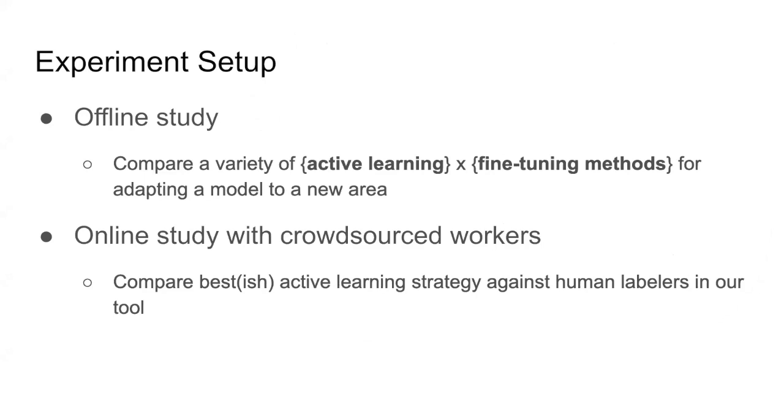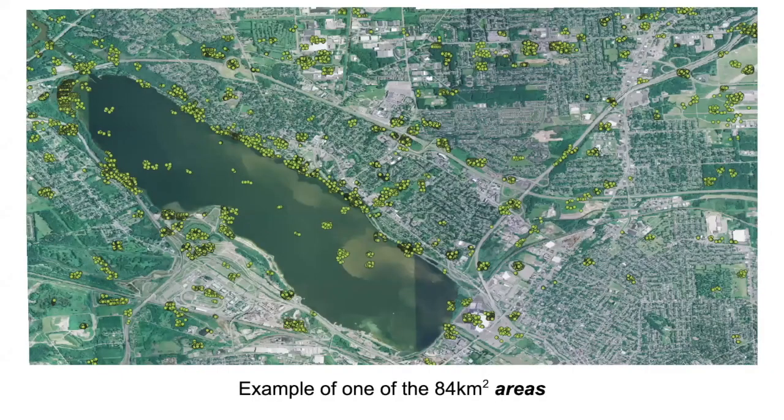So we tested how well this is able to work in both an offline study where we compared existing active learning methods with fine-tuning methods for adapting a model to a new area. And I say offline study because we're simulating human labelers with known ground truth data. And then we picked the best method out of this set that we tested and tested that against actual humans using this tool in a crowdsourced study. So the best method was actually just random selection of points. This is an example of one of the areas that we're looking at. It's about 85 square kilometers.